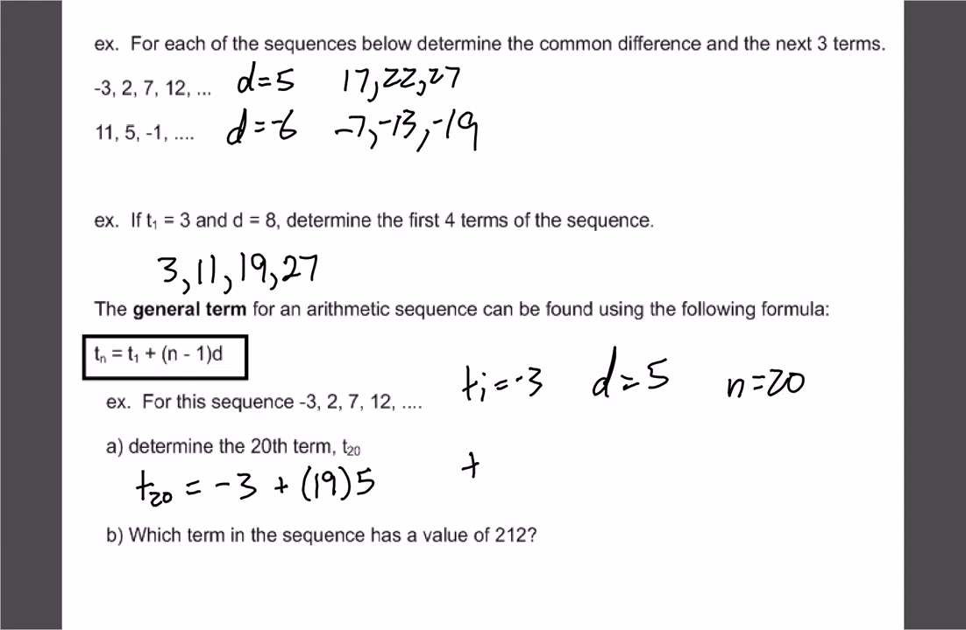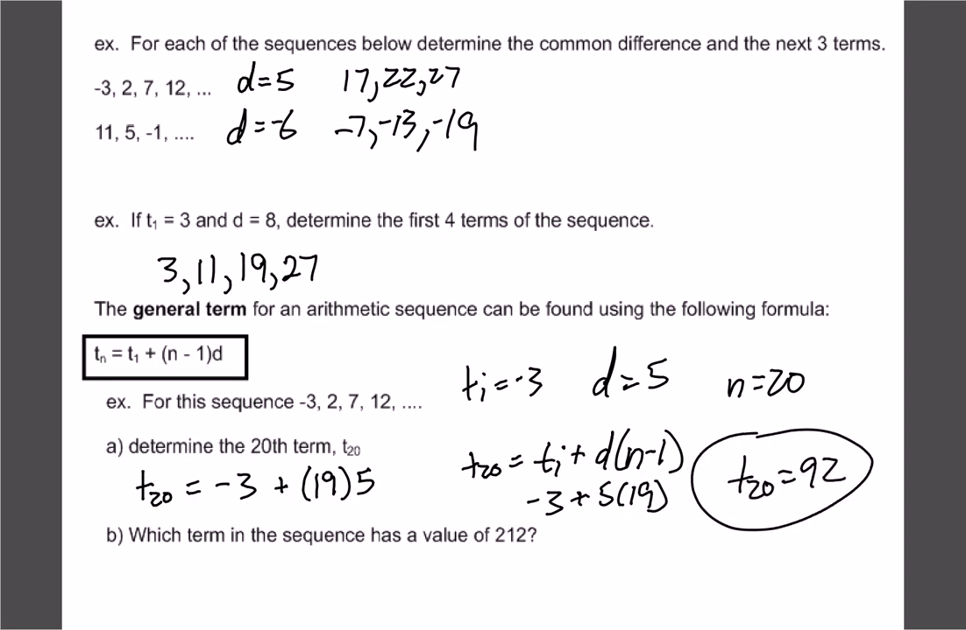Okay, another way you'll see this formula written, and quite often we do it backwards, we write it as T1 plus D times n-1, which is the same thing. You can see we'd have -3 plus 5 times 19. And because they're multiplied, it doesn't matter what order they go in. So if we actually solve for this one, we get 92. So that means our 20th term, if we actually were to list out all 20 of these things, the 20th one would be 92.